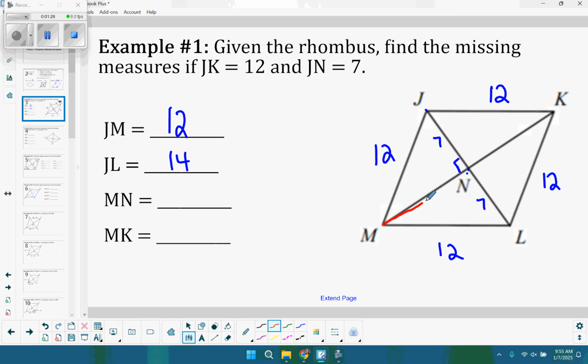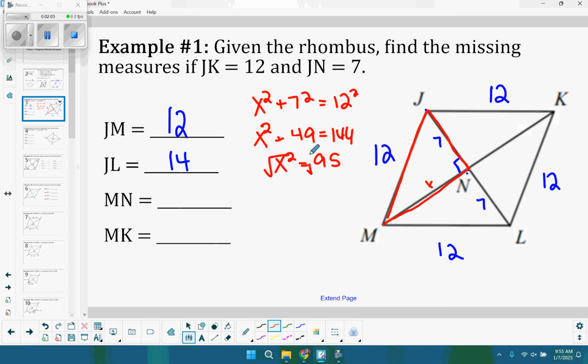So what I would do is take my right triangle, the same as I had to do with my rectangles. I have A, B, and C, so let's make this our X. So we're going to do the Pythagorean theorem, A squared plus B squared equals C squared. X squared plus 7 squared equals 12 squared. So that's X squared plus 49 equals 144. We're going to do 144 minus the 49. So we get 95.